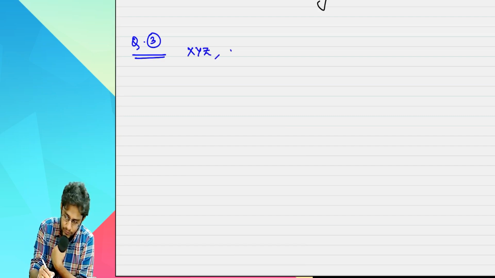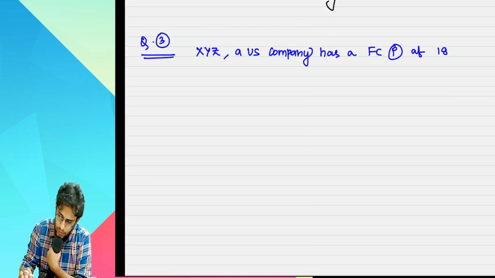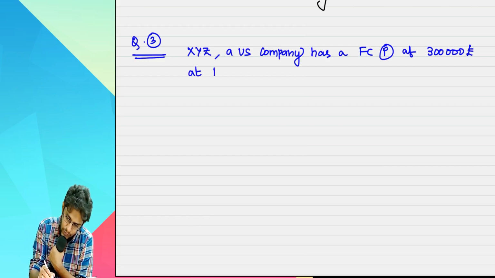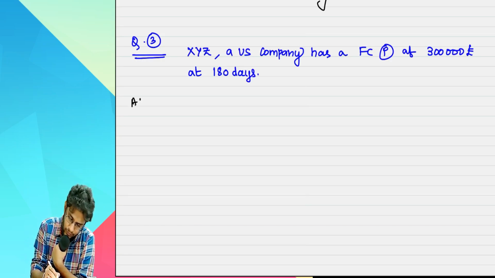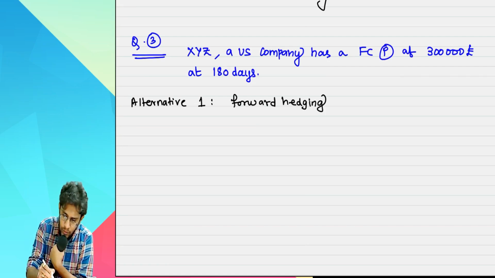Right, sir. XYZ, a US company, has FC payable of how many pounds? 3 lakh pounds at 180 days. So, alternative 1. Forward hedging.